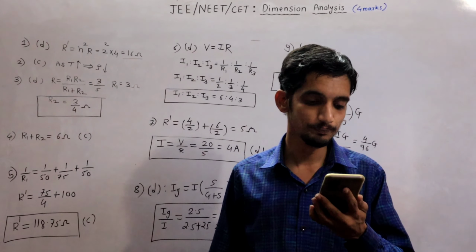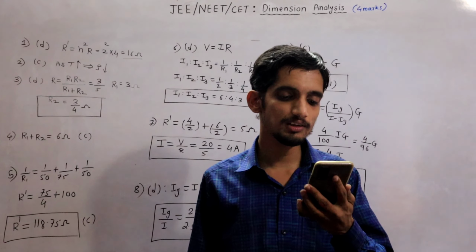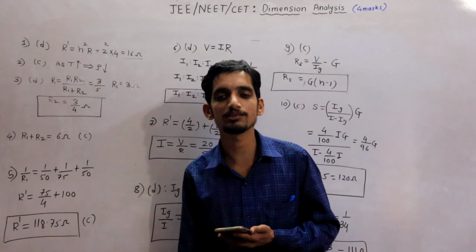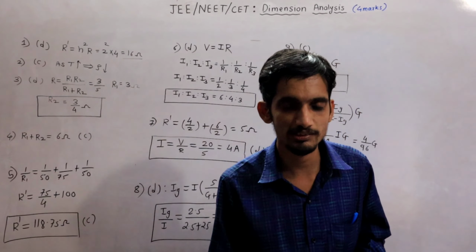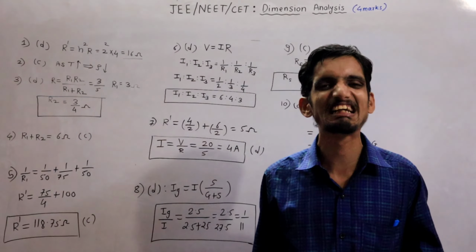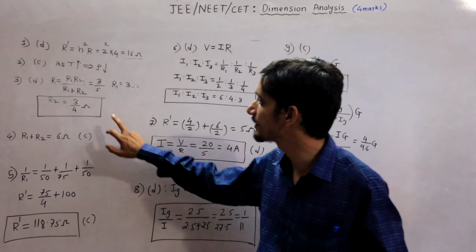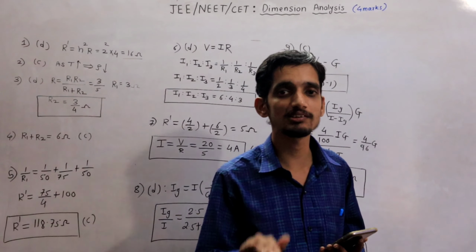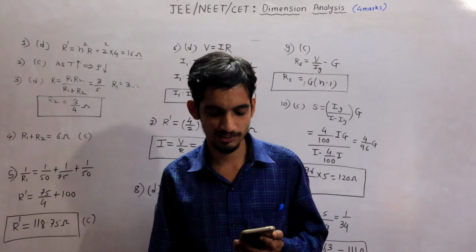Then question number 2. With the rise of temperature, the resistivity of semiconductor is? Now in case of semiconductor, as we are aware that as temperature increases, its resistivity decreases and its conductivity increases. So option C is the answer for this question. As temperature increases, resistivity decreases.